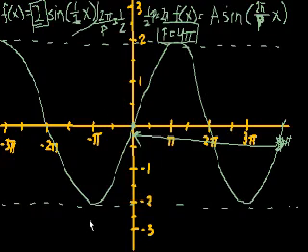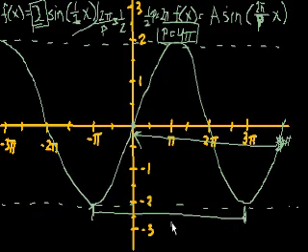Or you could also, if you want, measure this distance to this distance. This would also be 4 pi. And that's the period of the function. And then, of course, the amplitude of the function, which is this right here, is 2. Here's the amplitude, and then the period of 4 pi we figured out from this equation.